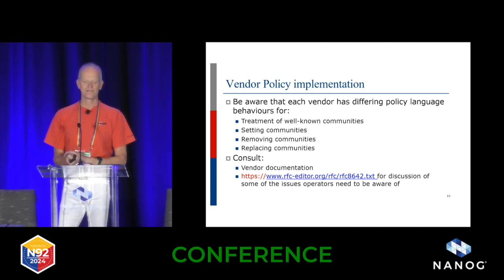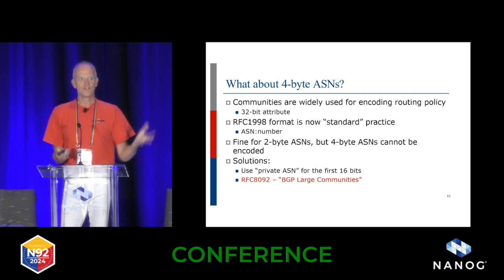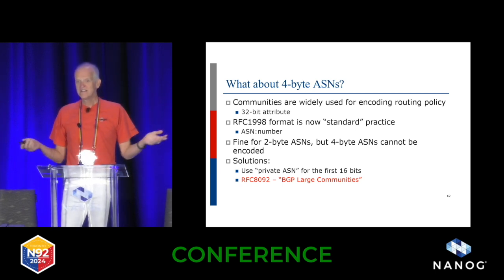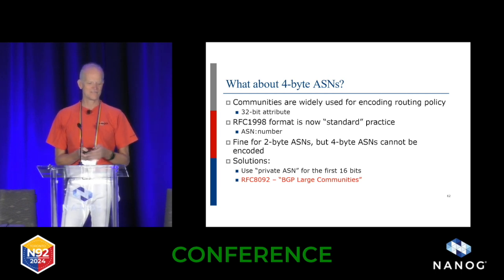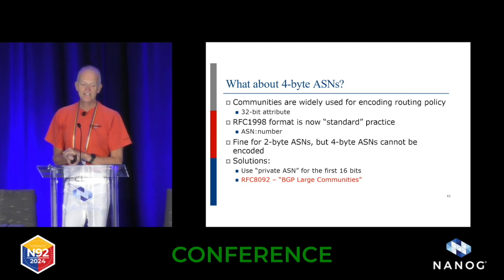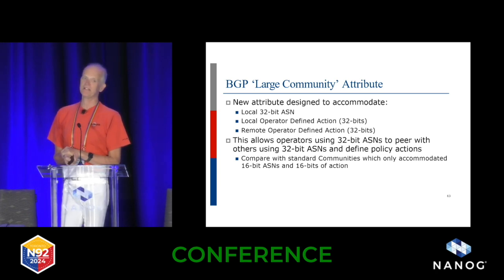It was not straightforward. Yeah, the 4-byte numbers, as I was saying before, people get fixated about the first 16 bits having to be your AS. What do I do if I've got a 4-byte number? I don't care. It's a 32-bit integer, so you could use a private AS number, or we have RFC 8092, the BGP large community attribute. So now you've got 96 bits to play with for your communities.